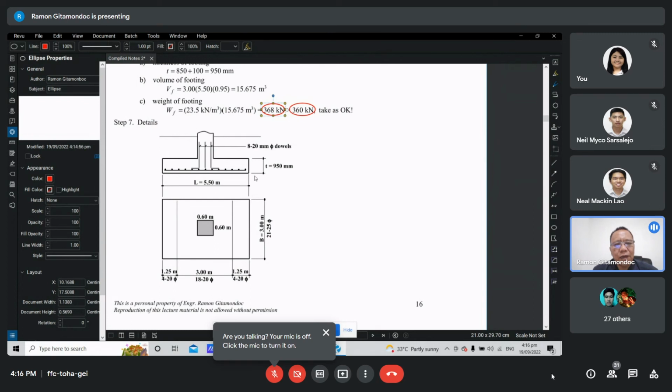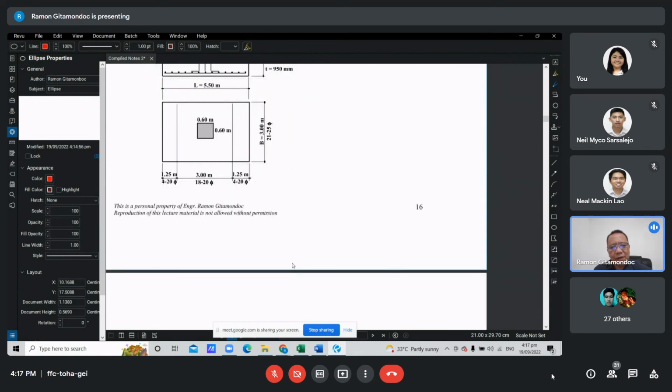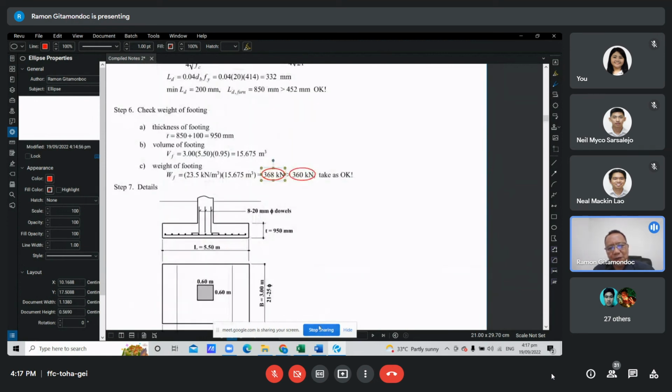In our detail, we show the thickness, the footing dimensions, and the steel reinforcement. Here you have 21 of 25 mm diameter distributed equally. Here you have 18 of 20 mm distributed equally, and on the outer strips you have 4 of 20 mm diameter also distributed equally. So I think this topic is not difficult. It is not a hard topic, this isolated square or isolated rectangular footing. Okay, so that's it.